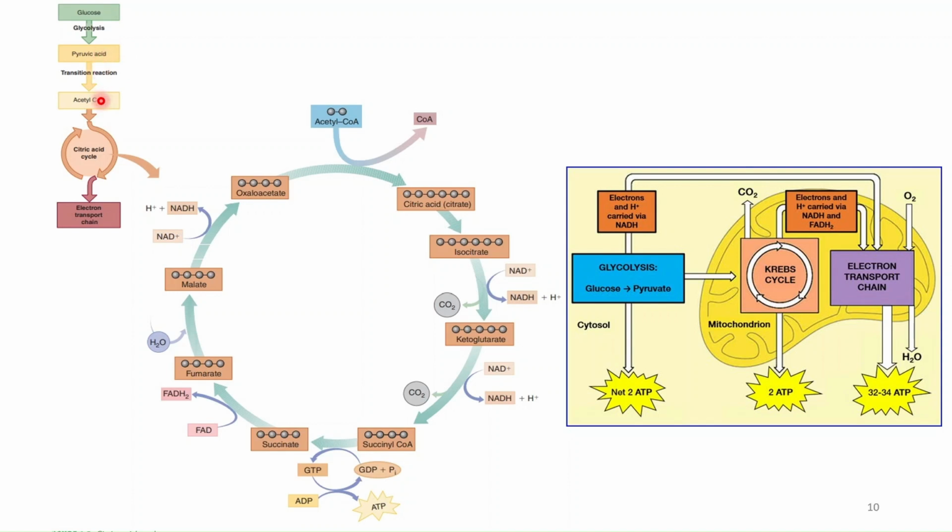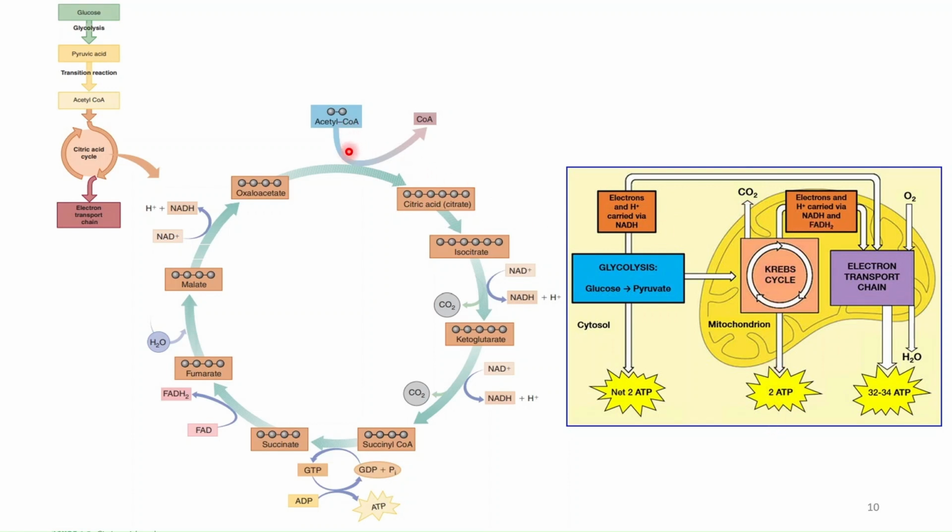Pyruvate then gets converted into acetyl CoA. Now these three processes are happening in the cytoplasm of the cell. That is, if this is the mitochondria, it is happening outside the mitochondria, in the cytoplasm. So glucose gets converted to pyruvate, and pyruvate gets converted to acetyl CoA and enters the Krebs cycle, which is also called the citric acid cycle. So in the Krebs cycle, what happens is acetyl CoA gets converted into carbon dioxide, ATP, NADH and FADH2.